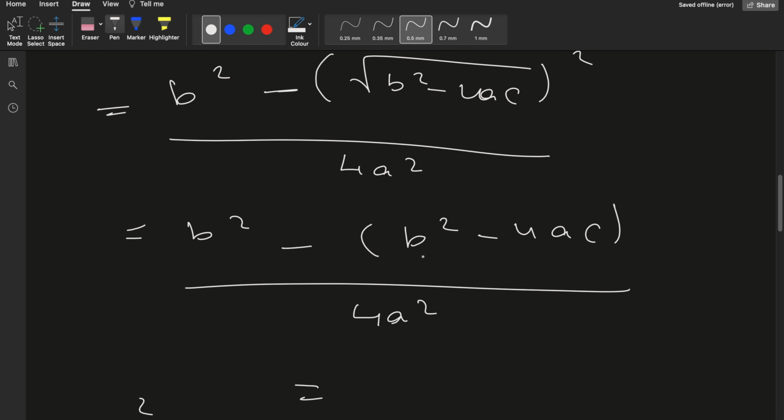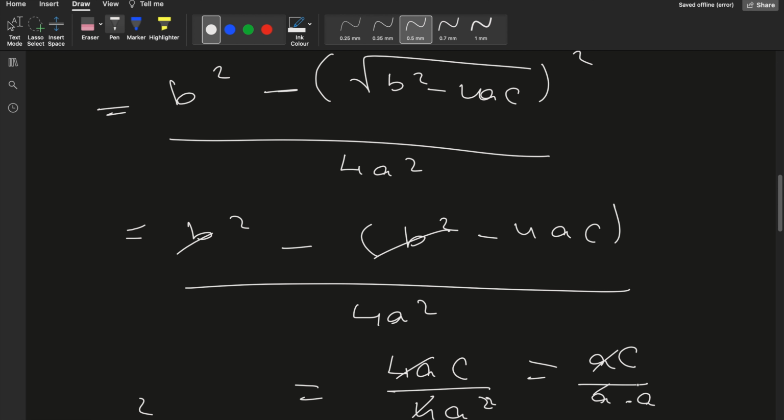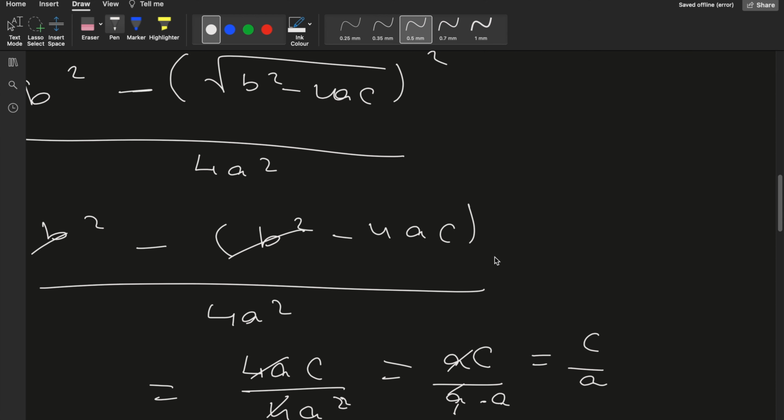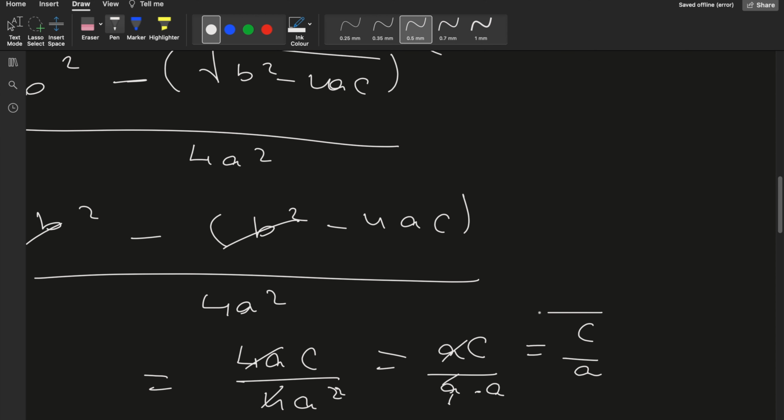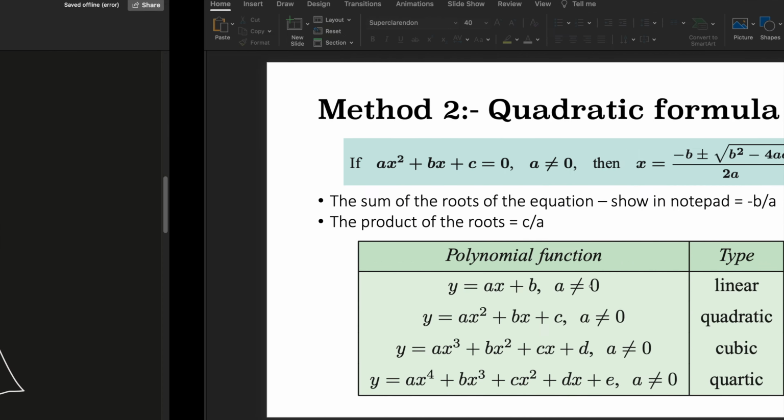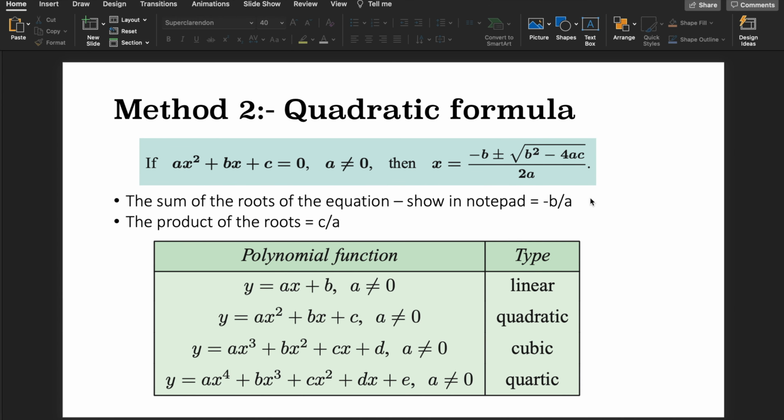So this would equal, we'd cancel these two and we'd write the plus, negative and negative would become plus 4ac divided by 4a squared. If we cancel these two, we'd get c divided by a. We can cancel these two to get c by a. So yeah, that's the answer. That's the product. And minus b by a is the sum, and the product is c by a.